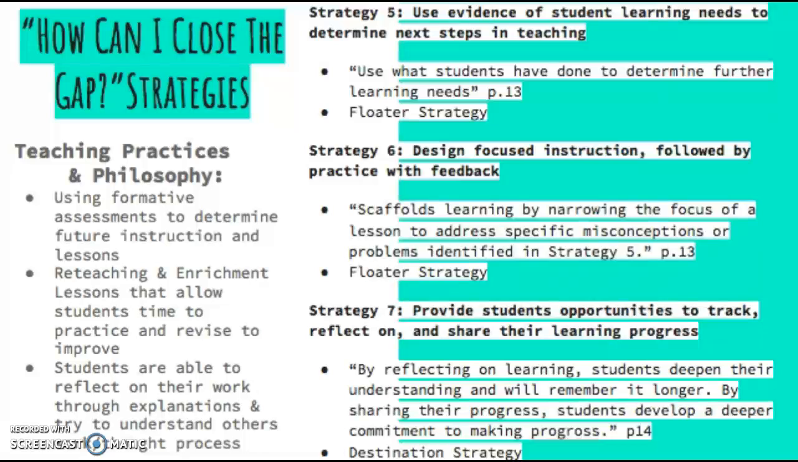Then we have strategy 5, 6, and 7. These are the how can I close the gap strategies. Strategy 5 and 6 are floater strategies, and strategy 7 is a destination strategy.